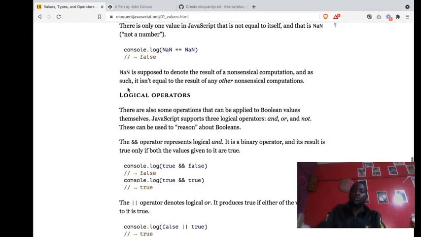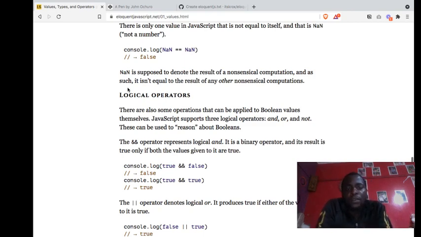Now we go to logical operators. We've looked at binary operators; now we're looking at logical operators. There are also some operators that can be applied to Boolean values themselves. JavaScript supports three logical operators: and, or, and not. These can be used to reason about Booleans.